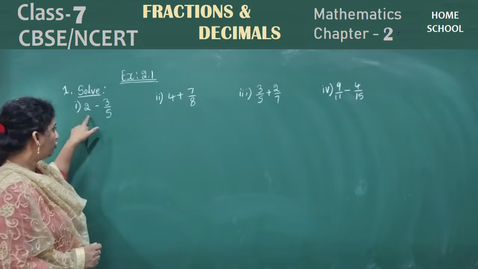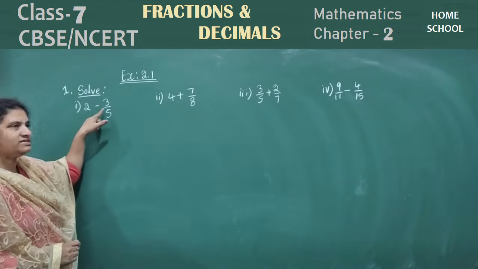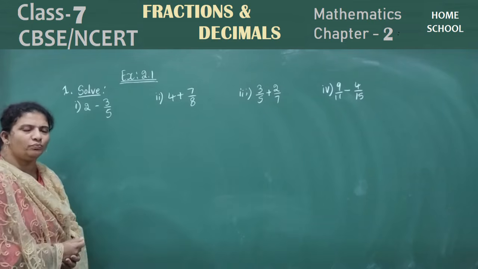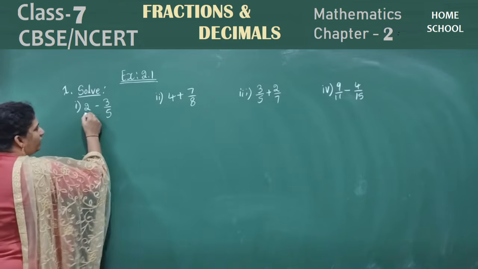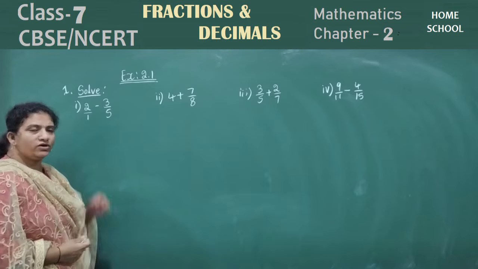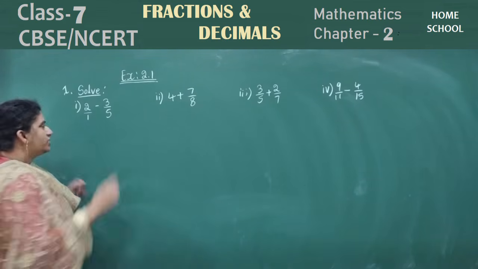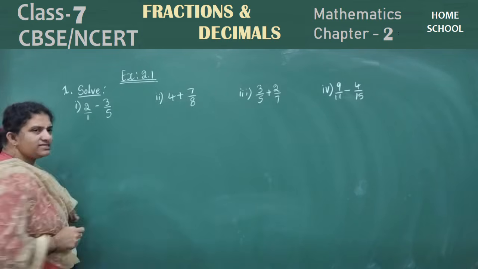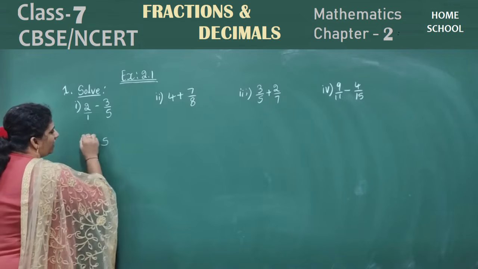First question. 2 minus 3 by 5. 2 minus 3 by 5. What do we need to do? We need to do the LCM first. So, look here, 2 you can write as 2 by 1. Yes or no? If you don't have any denominator, you can just write it with 1, right? So, 1 and 5, what is the LCM? The LCM of 1 and 5 is 5, right?